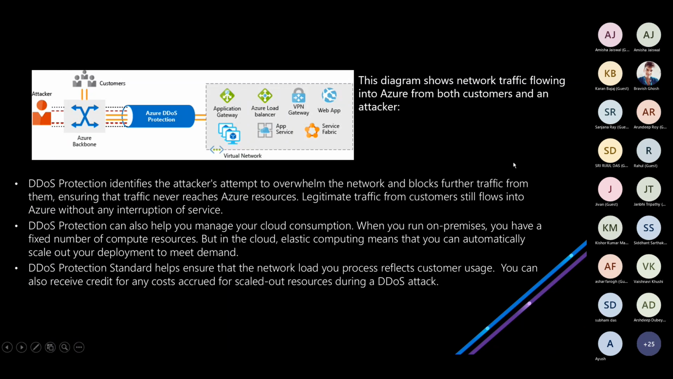DDoS protection can also help you manage your cloud consumption. When you run on premises, you have a fixed number of compute resources, but in the cloud, elastic computing means that you can automatically scale out your deployment to meet demand. DDoS protection standard helps ensure that the network load you process reflects customer usage. You can also receive credit for any costs accrued for scaled out resources during a DDoS attack.